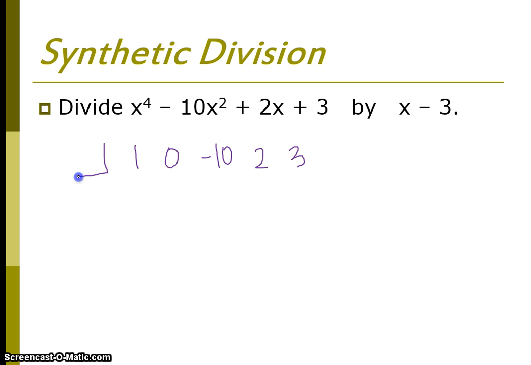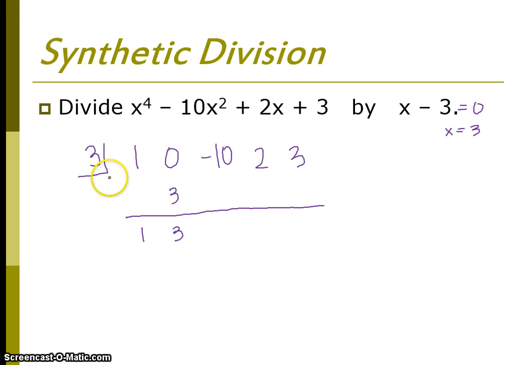Over here in this little box is where I'm going to put what I'm dividing by. But I'm not dividing by x minus 3. I'm thinking if I set that equal to 0, I would get x equals 3. So I'm actually dividing by 3 out here. That's what I'm using for my synthetic division. To do synthetic division, I have my setup. I bring the first number down, so that's 1, and then I'm going to do 3 times 1, which is 3. I add these two, which gives me 3.